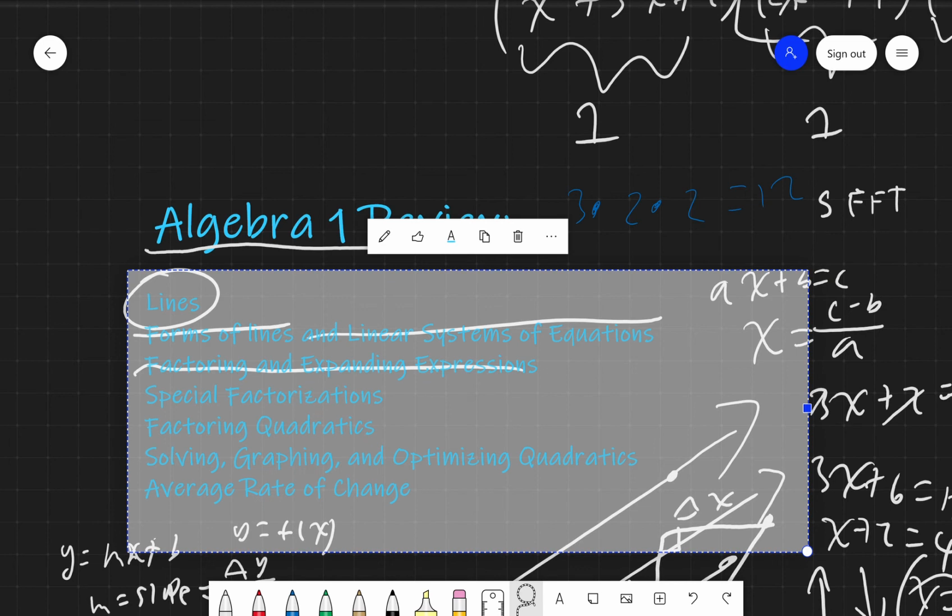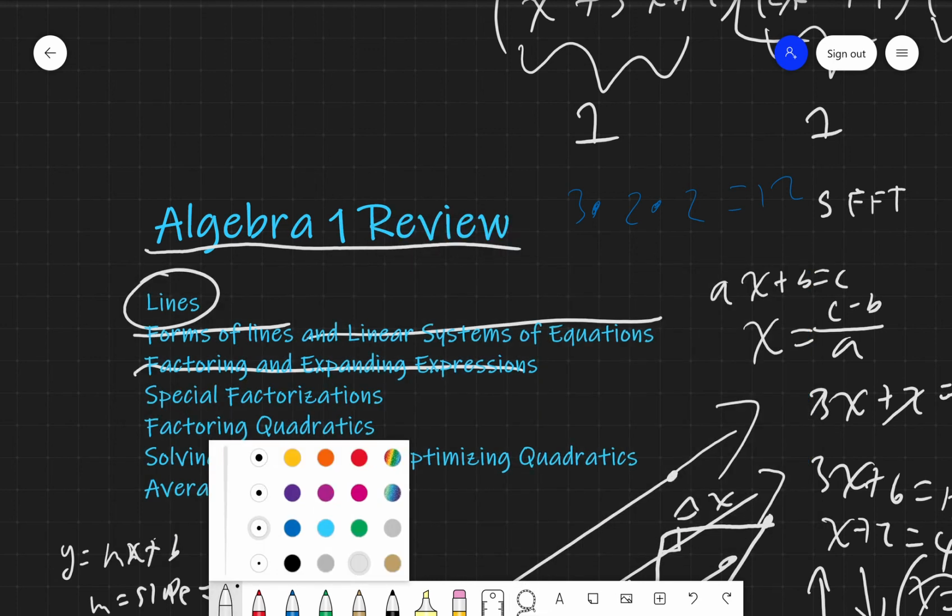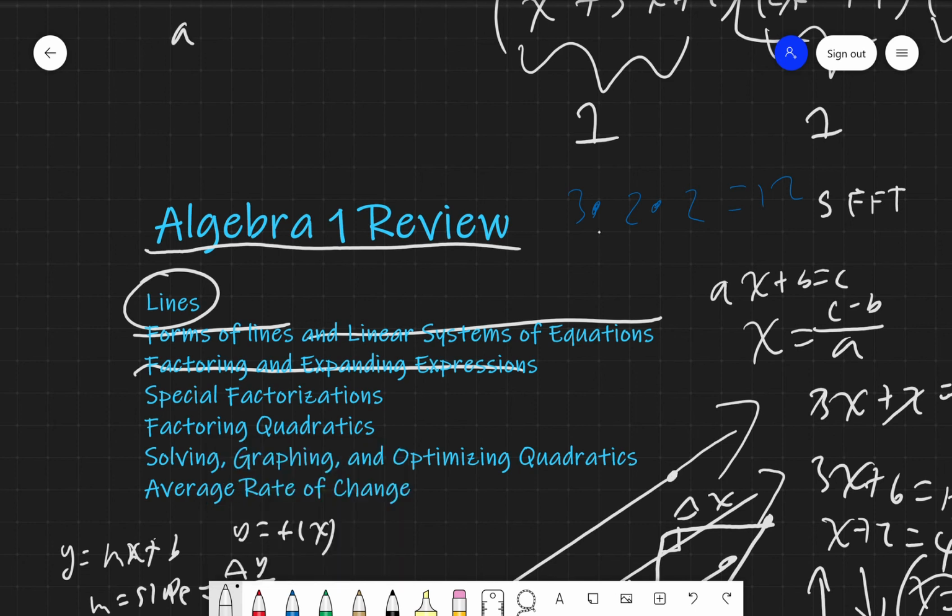Okay, alright, so now we're going to talk about special factorizations. I'm not going to talk about it in depth in this video. You can check out the other video to learn more on it. I'll just talk about what you really need to know. That's only a few things. So a plus b squared equals a squared plus 2ab plus b squared.